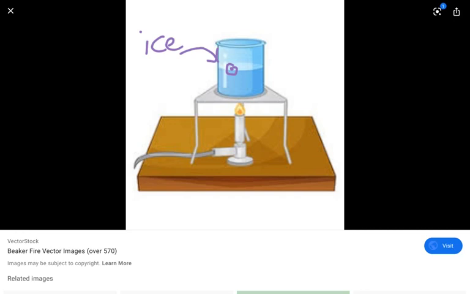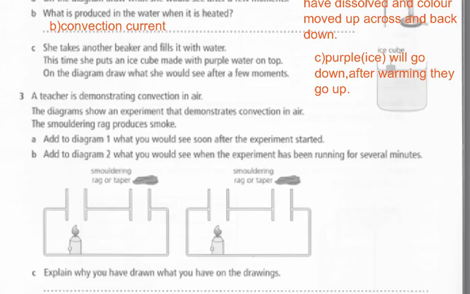there is an ice cube, and again we are heating this beaker, and the color of ice is purple. At initial, the ice particles are colder than water particles, so the particles will go down, and the particles of the ice are heated by the effect of the fire, and again they will go up, and we can write like this.